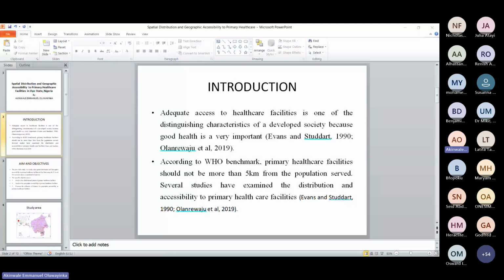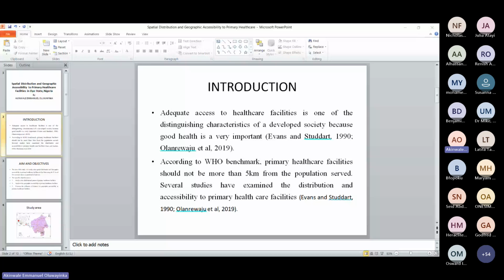The essence of the project was to determine the local governments that have a small number of primary healthcare facilities, with little access to primary healthcare. So this is the map showing the distribution of the population and primary healthcare facilities in Oyo State.